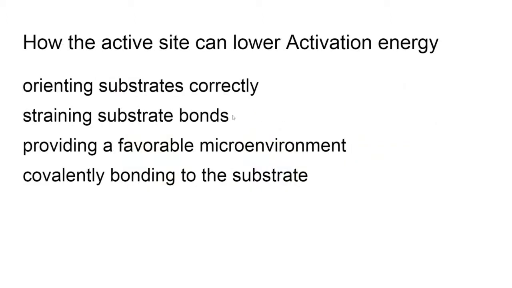So how can the active site lower activation energy? Well, there are 4 things. It can make sure that the orientation of the substrate is correct. It can strain substrate bonds. It can provide a favorable microenvironment, for example, a substrate would prefer a more acidic environment, and the area around it is more basic. And it can covalently bond to the substrate.